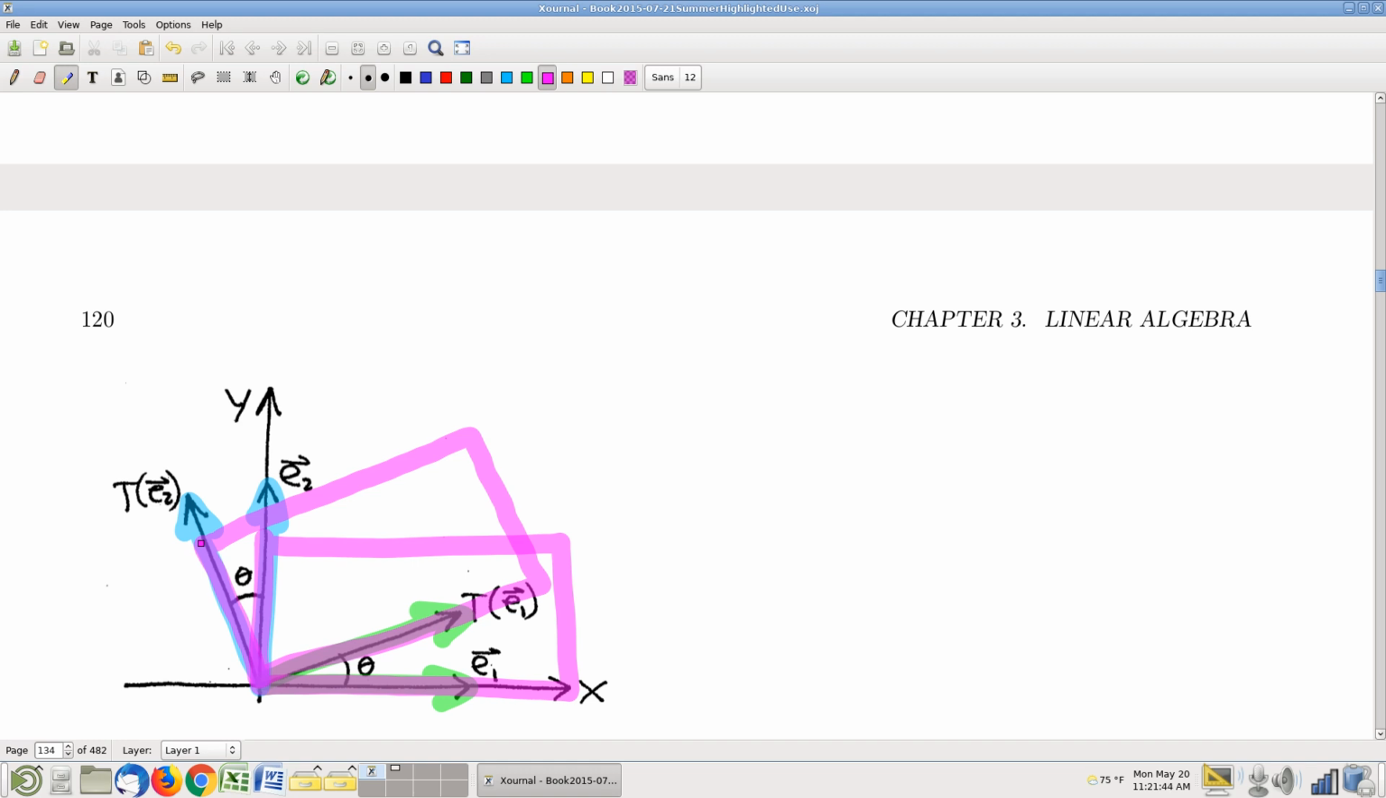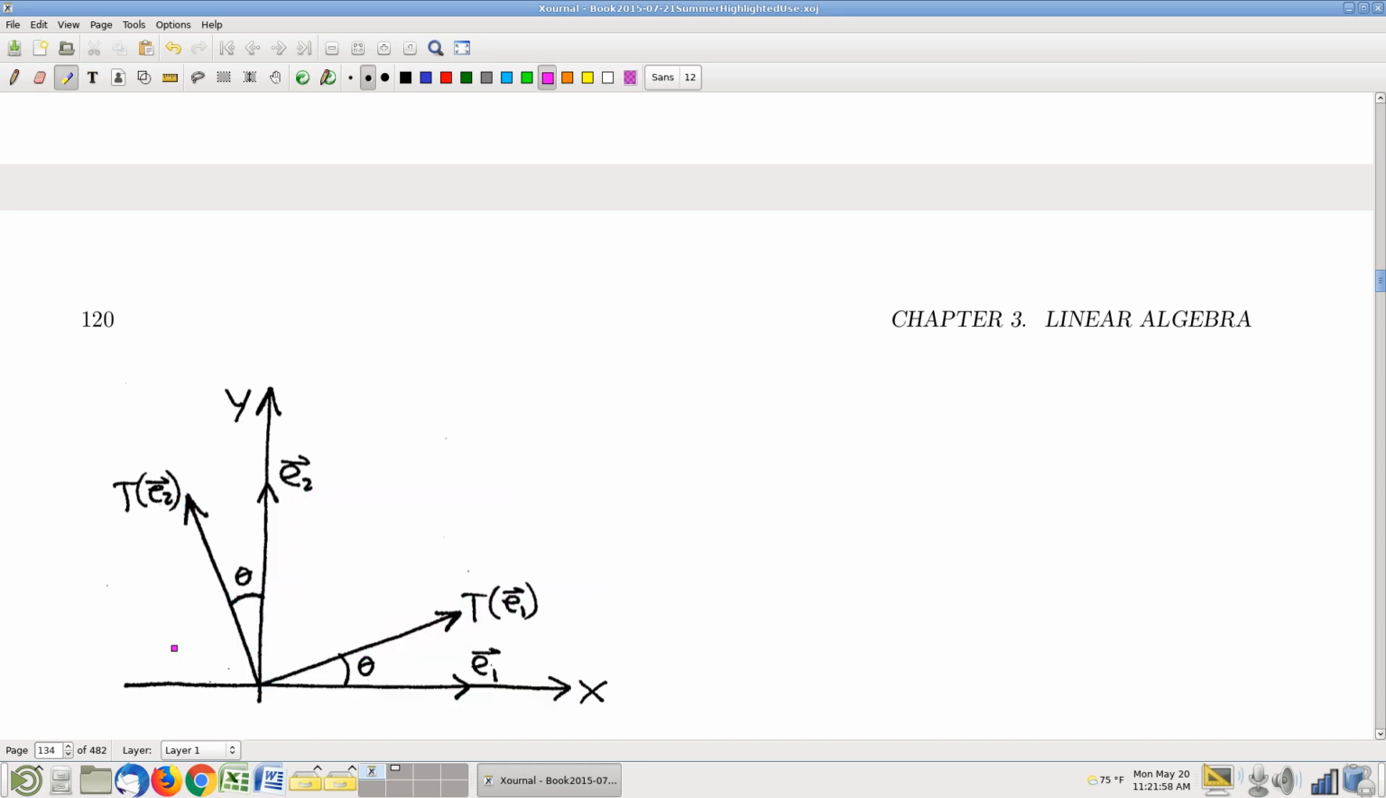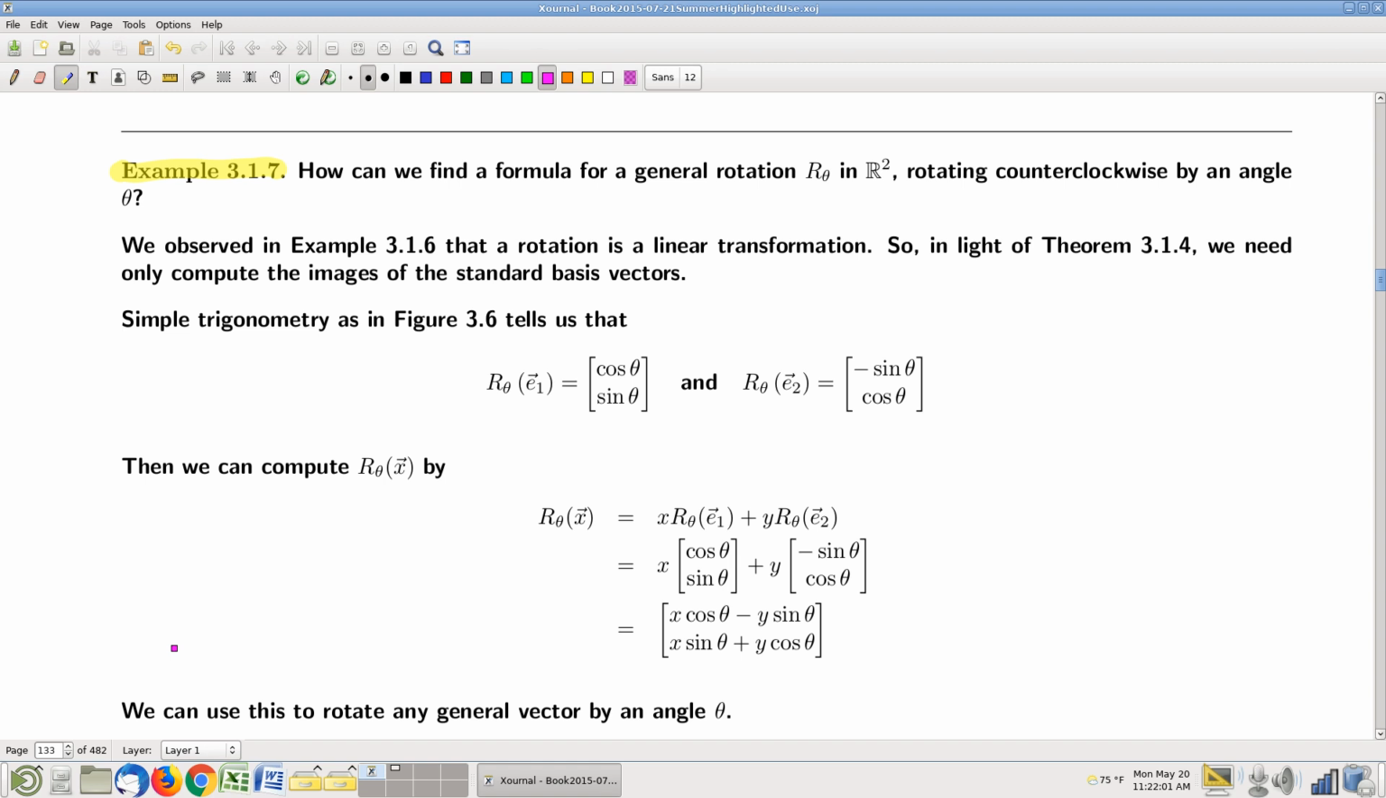So, by virtue of the fact that rotations preserve parallelograms, rotations are linear transformations. Okay, so that's the first observation I wanted to make. The next observation is that once you know we're talking about a linear transformation, all I have to do is understand the images of the standard basis vectors. And remember, we have this theorem: if you understand the images of the standard basis vectors, you're good. You know everything else just by the linear combinations.